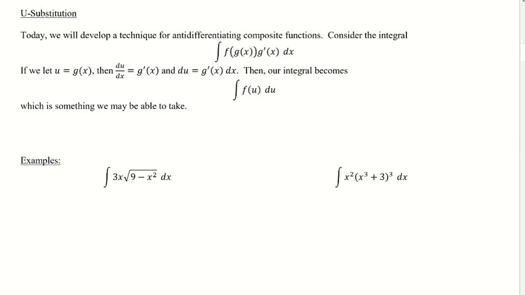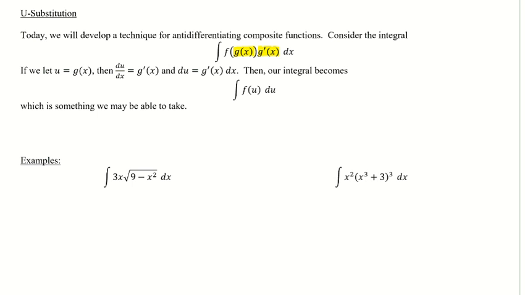Now we're ready to really jump into it. So today we're going to develop a technique for anti-differentiating composite functions. And really, this is the pattern you want to recognize. We want something with an inside, and then you see its derivative on the outside. In practice, you're just looking for something being the derivative of something else, or at least related.